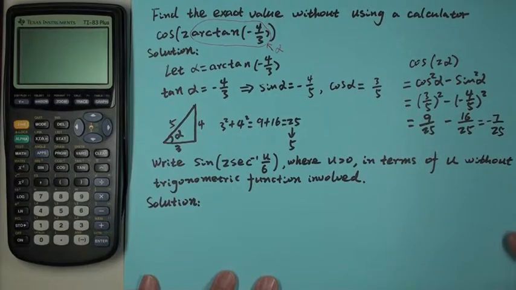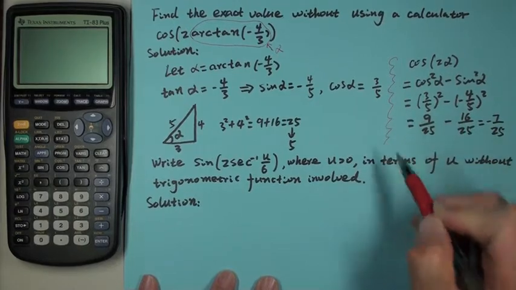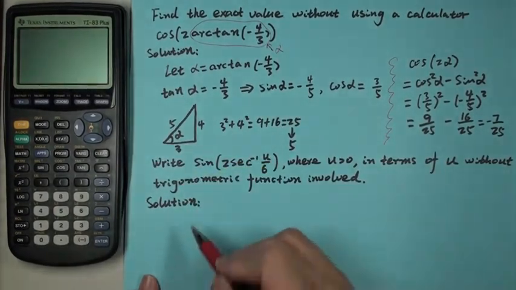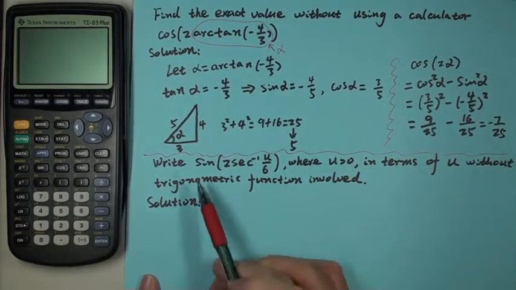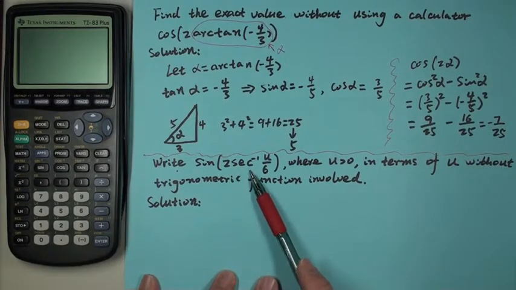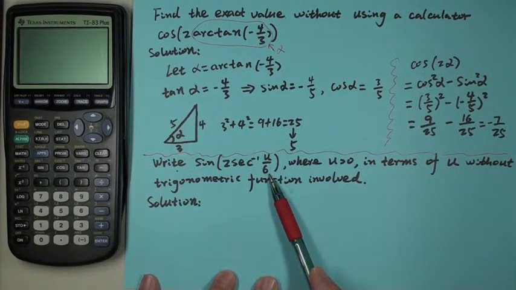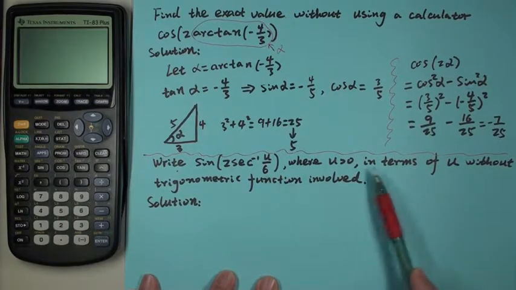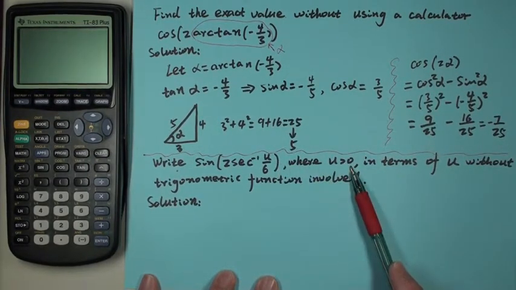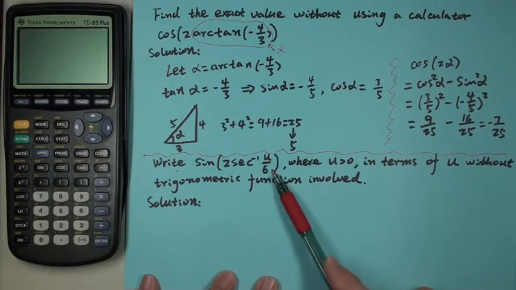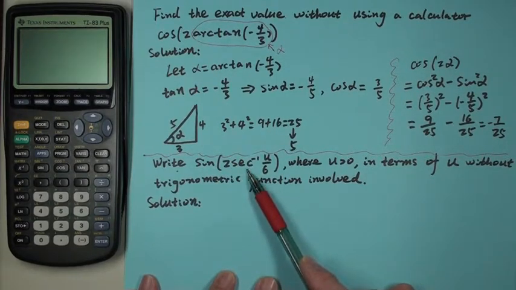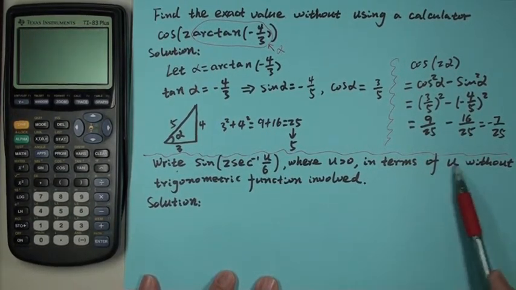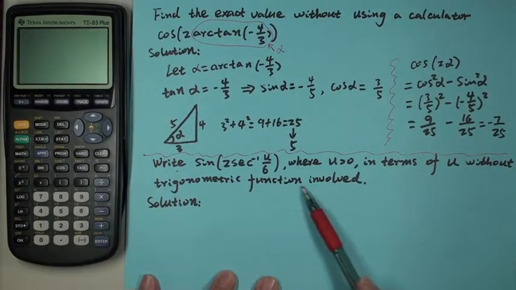Alright, we are done with the first example. Make sure we separate it. Now we want to do the second example, which is to write sine of 2 secant inverse of u over 6. Here u is greater than 0, which means u over 6 is a positive number. Basically, we want to write sine of 2 secant inverse of u over 6 in terms of u without trigonometric functions involved.